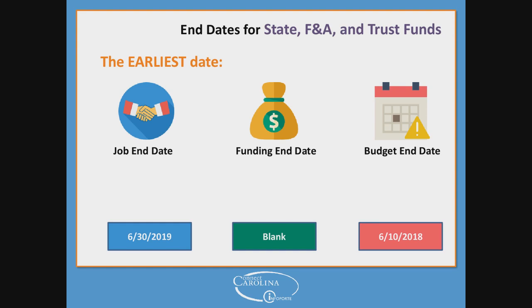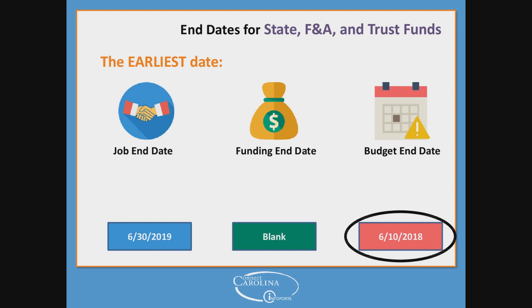So looking at another example, we have an employee with a job end date of June 30th, 2019. So that's a little over a year from now. And a funding end date that's blank. There's nothing in the funding end date, which is possible when you have state F&A and trust funds. And then the budget end date is 6/10/2018. So this must be an SHRA employee that we're looking at here. And because that's the earliest, that's coming up here in a couple of months, that's the date that the system's going to use. It's the earliest of those 3 dates.